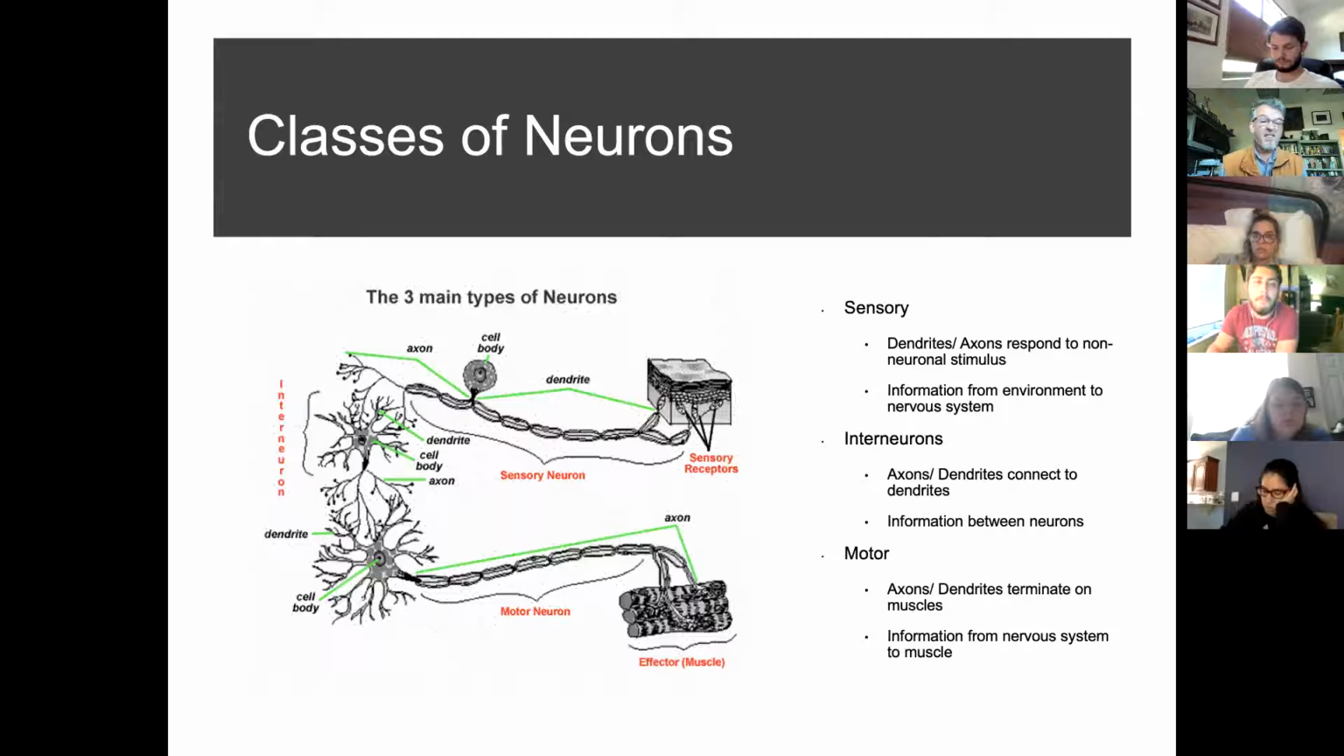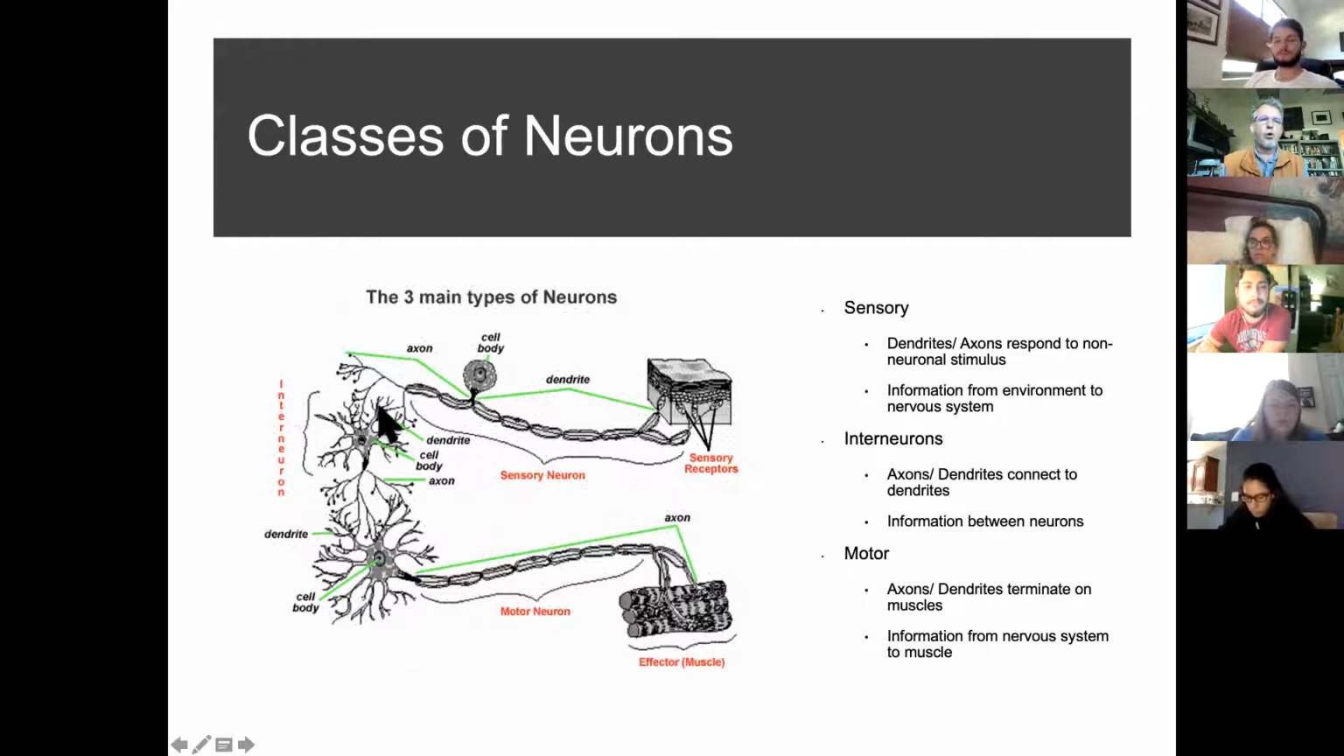There are different classes of neurons. Most simply, we could have sensory neurons, where the dendrite and axons respond to a non-neuronal stimulus. So they're responding to information from the environment. And remember, when we say the environment, it means both the external, which is what we tend to think about, but it can also mean the internal environment, what's actually going on inside the body. But it's responding to something in the environment that triggers the nervous system.